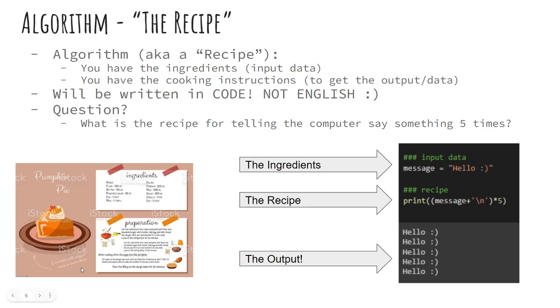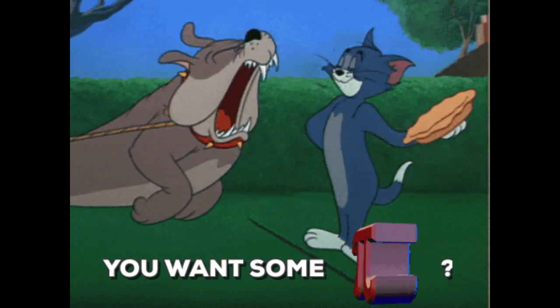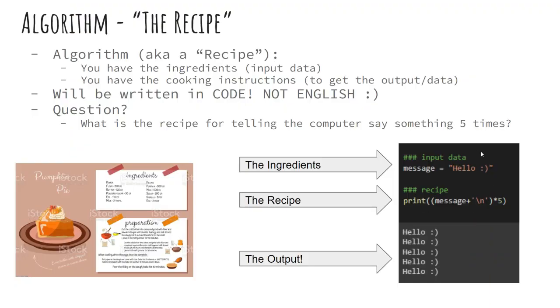So to tell humans what to do, you use English. And to tell the computer what to do, you're going to use code. You're going to use a specific programming language. And that's all it is, guys. That's all software is. And this is an algorithm for printing something 5 times. It's just a list of steps that you follow, a recipe.